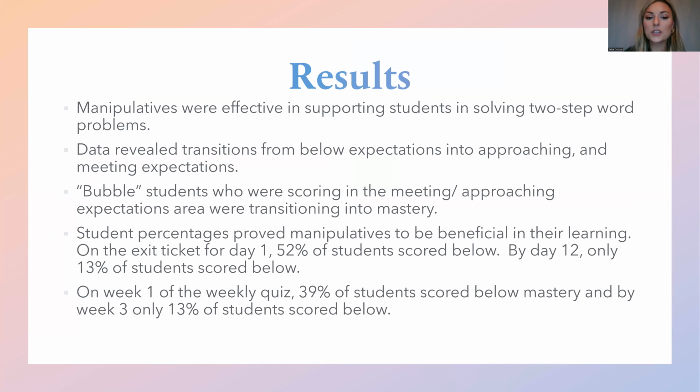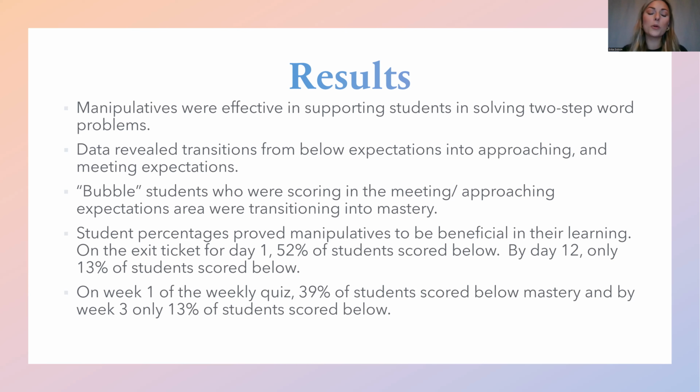So data revealed transitions from below expectations into approaching and meeting expectations. So that's what I was talking about earlier when I skipped on to conclusions by mistake, that you were seeing a trend from the graphs that I created from their data of students who are in that kind of bubble region of approaching and moving on into the meeting expectations. So they were making those necessary transitions in the right way.